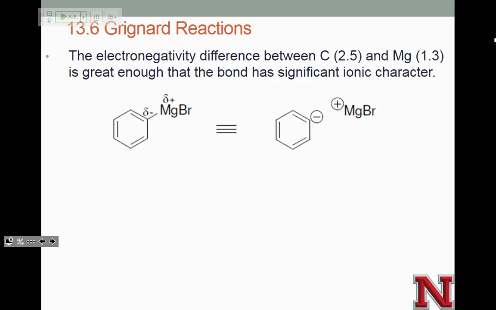And this is the way I usually draw it when I draw my mechanisms. Again, don't add extra carbons to this. However many carbons you started with in your alkyl halide, that's how many carbons your Grignard reagent is going to have. So now we have a carbon with a negative charge.